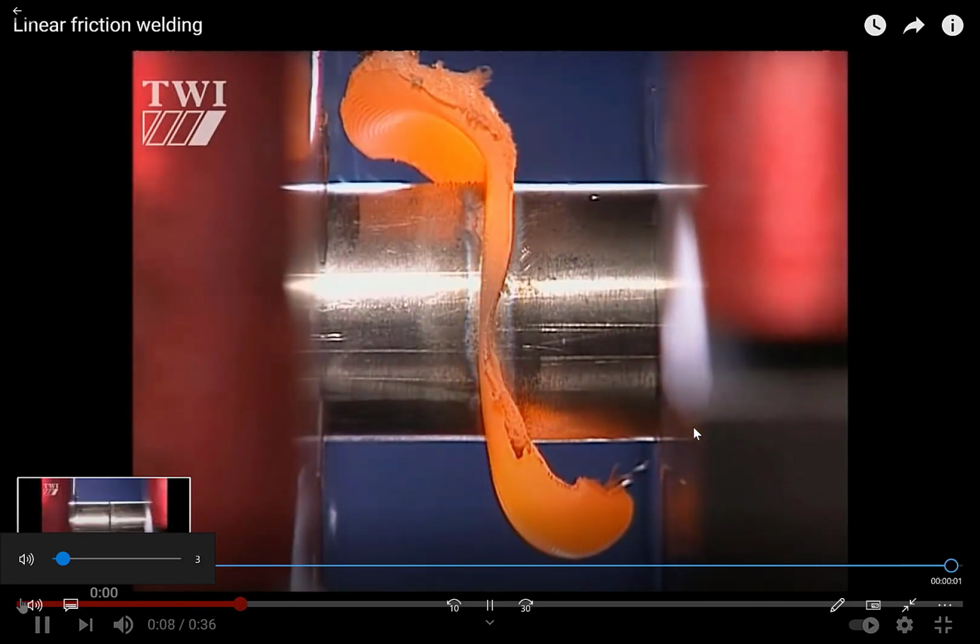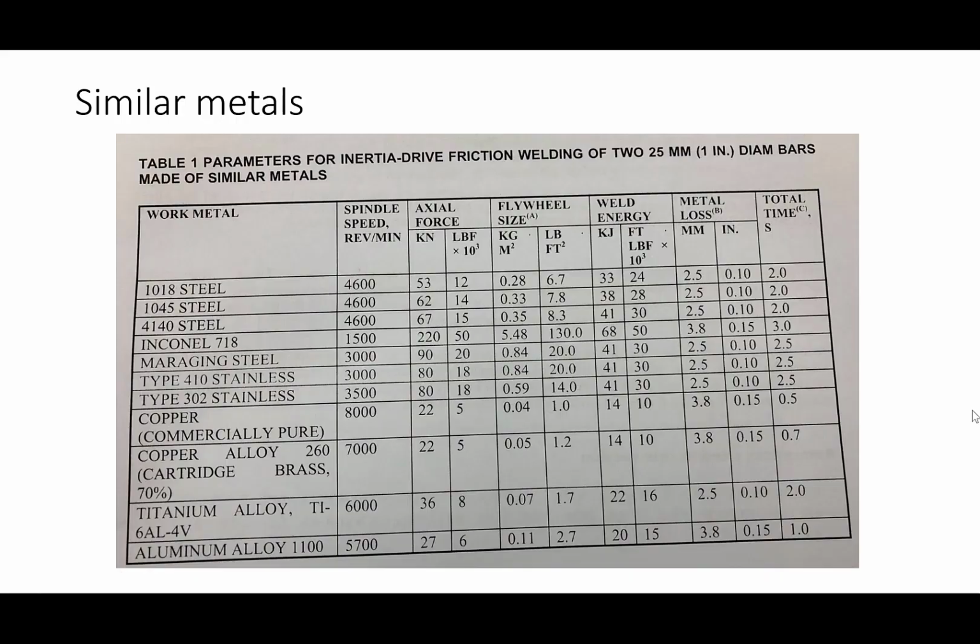Okay. Here this slide talks about the typical welding conditions which are used for similar metal joining. The important parameters include the RPM used for the spindle, and depending upon the metal, it can range. Like say for steel it is say 4600, and similarly for Inconel, for maraging steel, for stainless steel. So different values of RPM are used.